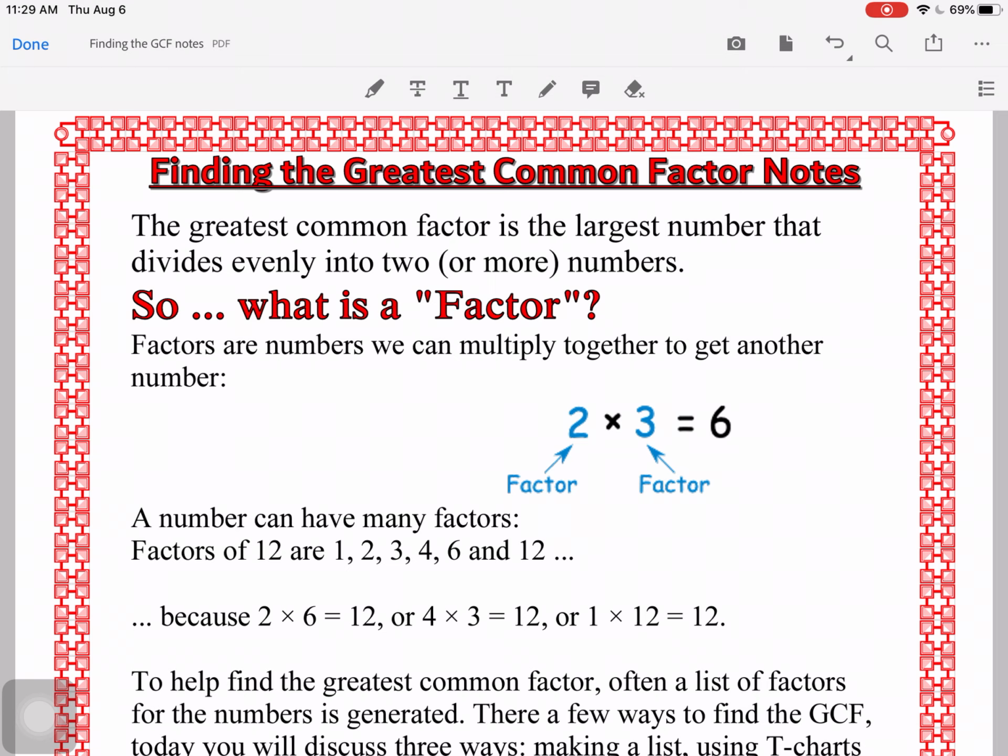For factors of 12, they are 1, 2, 3, 4, 6, and 12. Because when we multiply 2 times 6, we get 12. When we multiply 4 times 3, we get 12. And when we multiply 1 times 12, we also get 12. So those are the factors of 12.